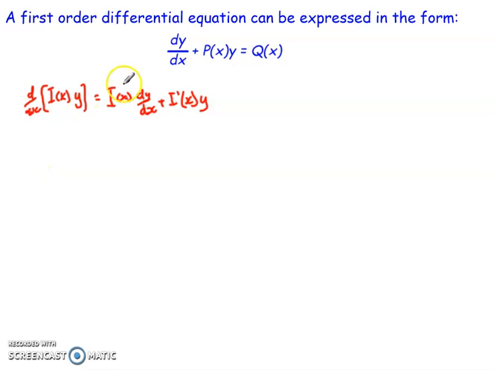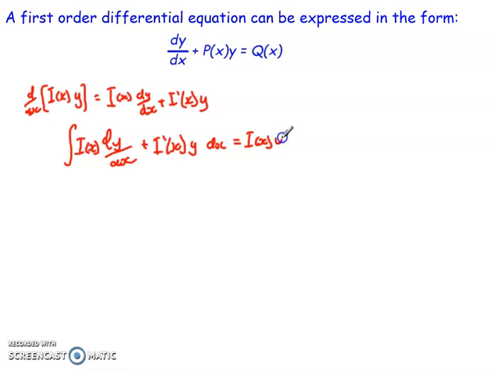So conversely, I can integrate both sides and say that the integral of I of x dy/dx plus I dashed of x times y, all with respect to x, has to equal I of x times y. We're just going back on what we've said there, and we realise that we can turn it round and express it the other way.